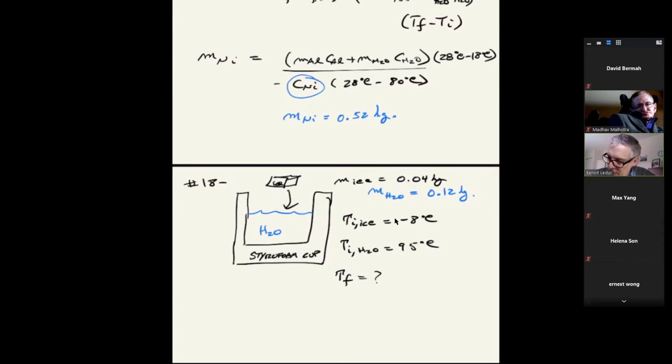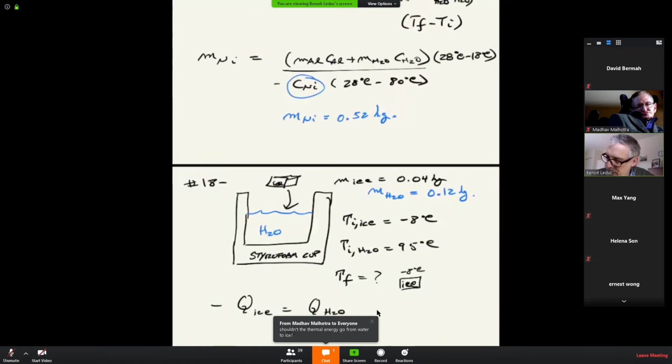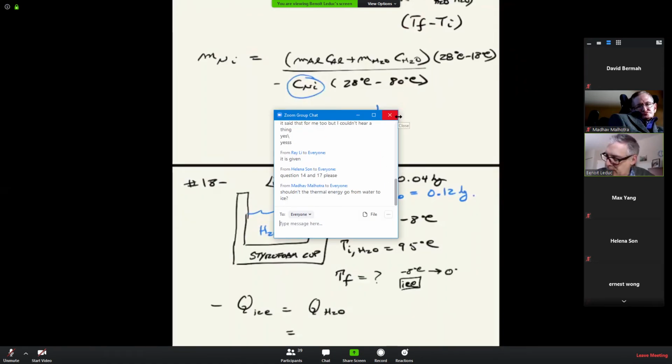So what do we have here? We have the ice, and the thermal energy will be going into the body of water. Now, you want the ice to melt. So the first thing is, of course, to warm it. The warm water will make sure that the temperature of the ice goes up to 0 degrees Celsius.